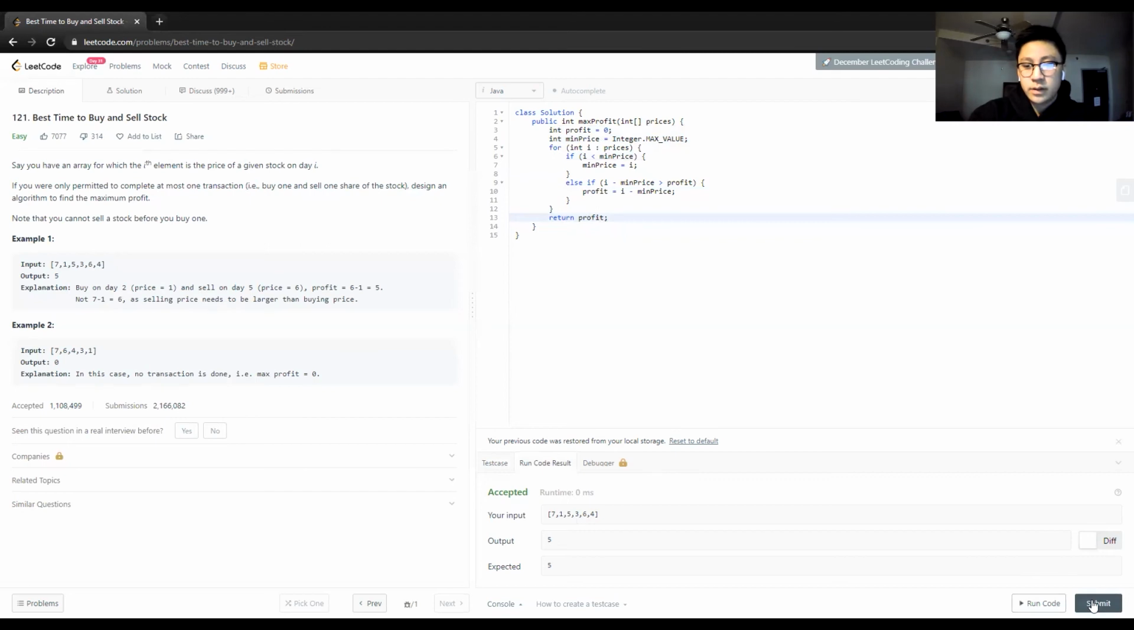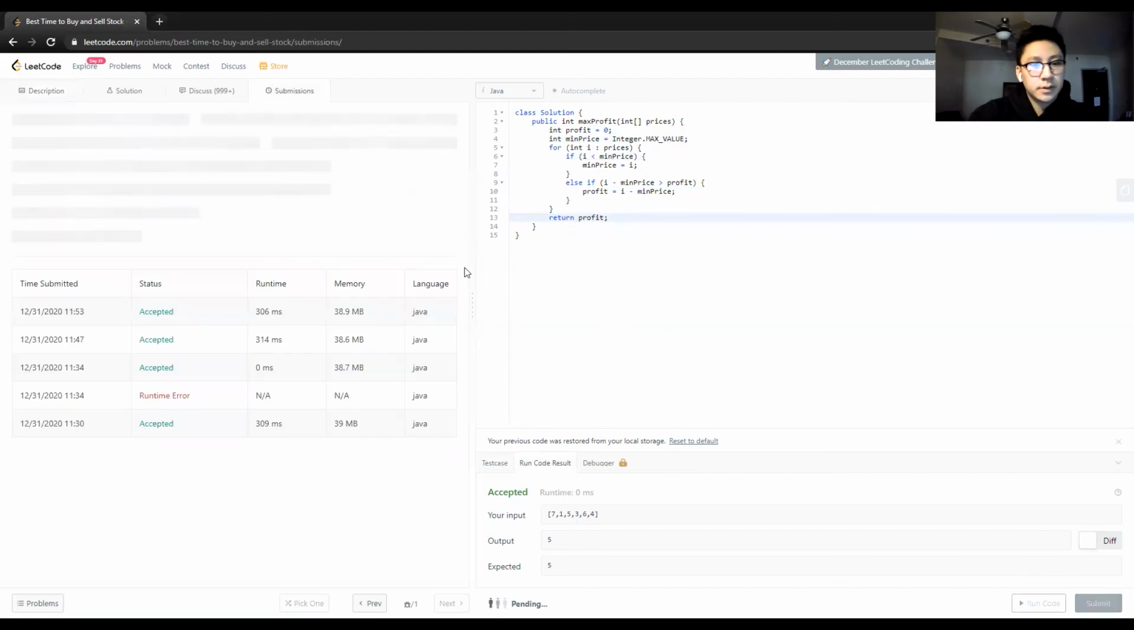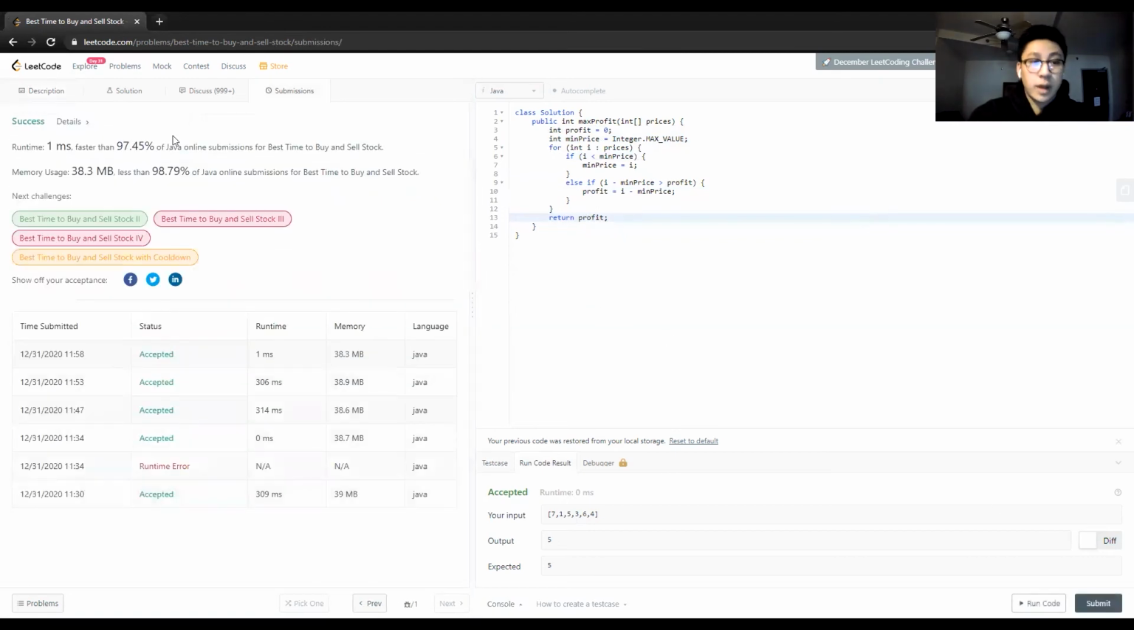Okay, great. Submit it. That's honestly a lot faster. We went from 306 ms to 1 ms, and from something like 7% to now being faster than 97% of submissions, which is great.